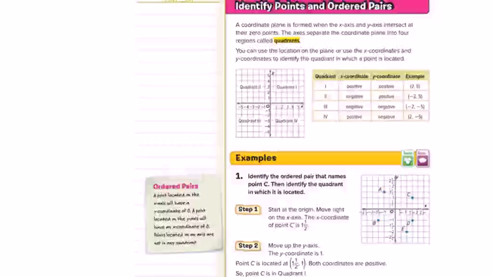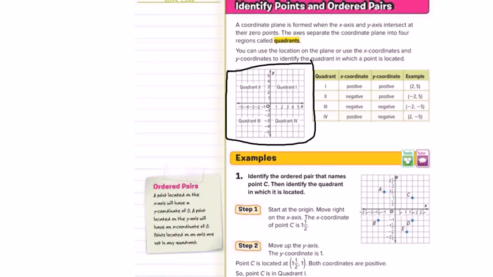Welcome to Chapter 5, Lesson 6, the coordinate plane. We've seen a coordinate plane before, but now we're going to get a little more in depth than what we knew from previous lessons. A coordinate plane is formed when the x-axis and y-axis intersect at their 0 points. The axes separate the coordinate plane into 4 regions called quadrants. We can see them here.